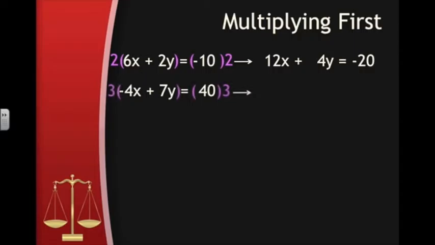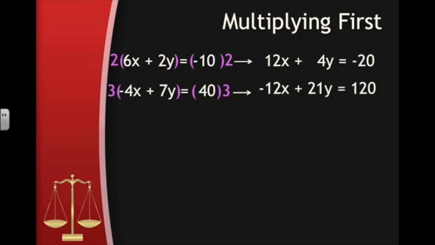Next, we are going to multiply the second equation by 3 to get negative 12x plus 21y equals 120. Again, be fair and multiply all three terms by 3. Now we have the opposite coefficients we needed.